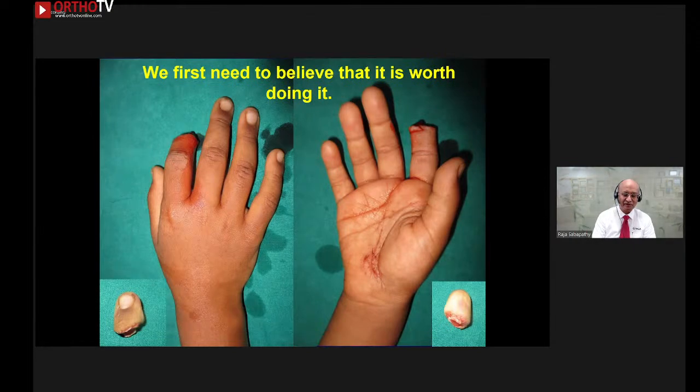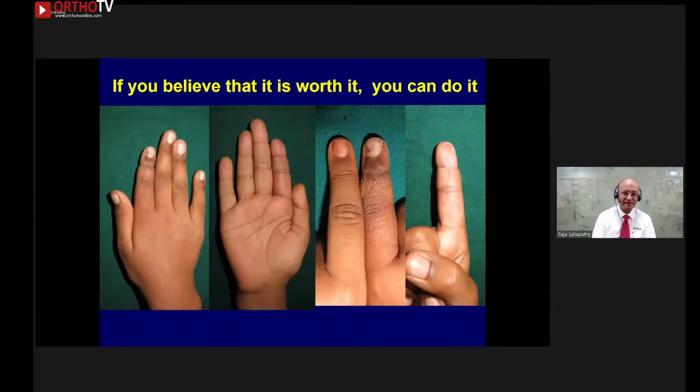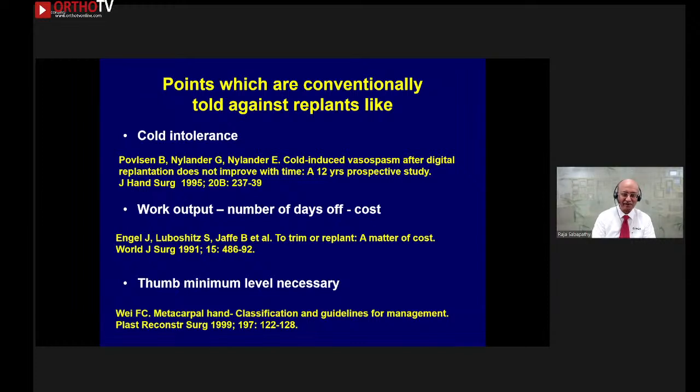See, if you get an amputation like this, functionally, even if you don't replant, they may not have much problems. I think that's true. But if you replant, the results are really good. So these are the patients who get the highest level of satisfaction. So we need to believe it's worth doing it, and then you can start doing it.